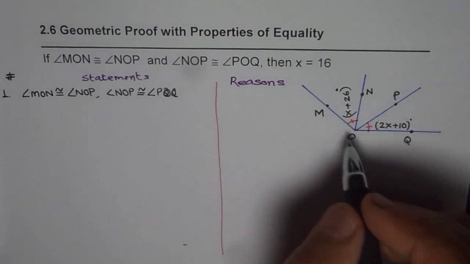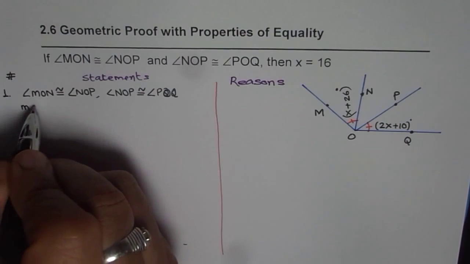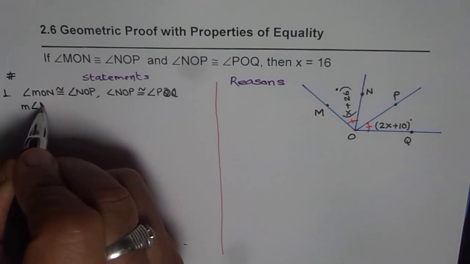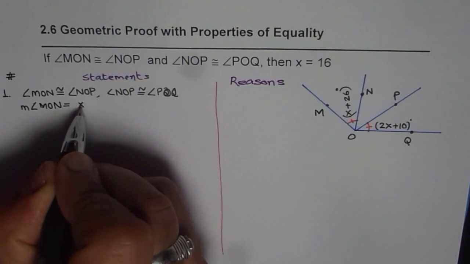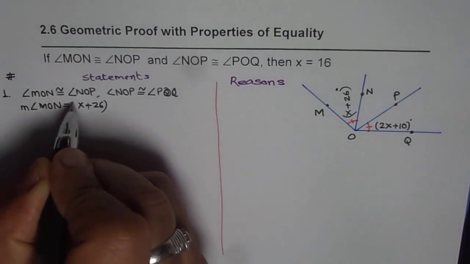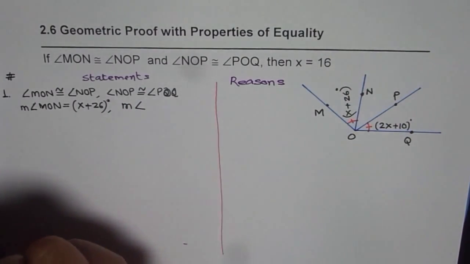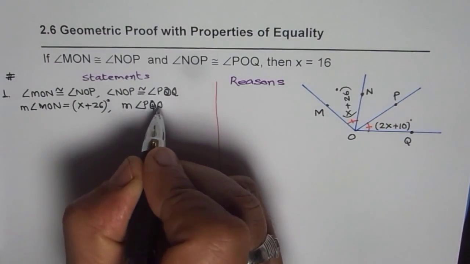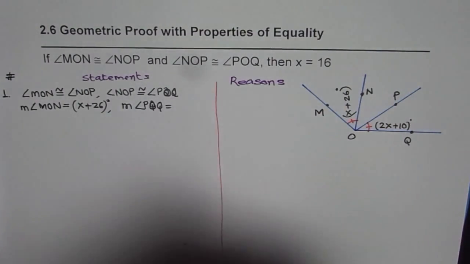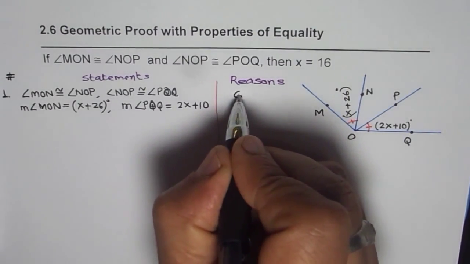And we are also given the measurement of these angles, right? So the measurement of angle MON is equal to x plus 26 degrees. Both are in degrees, right? And the measurement of angle POQ, again, POQ is equal to 2x plus 10. So that is given to us.